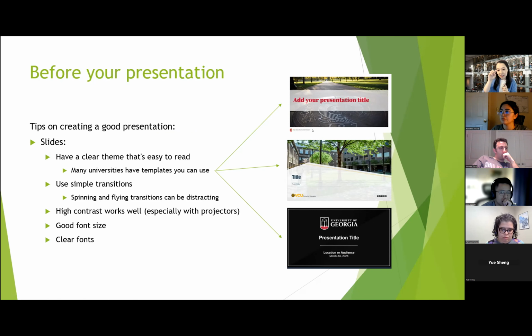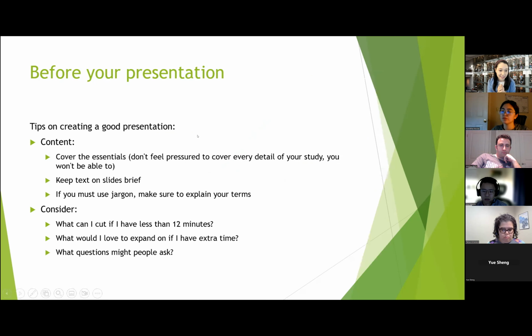The fonts that have those little ticks on the T's and little dashes on the letters are called serifs. You want to look for something that is sans serif, like Arial or Calibri. Those tend to be better than Times New Roman and things like that. And you can go to the next slide.